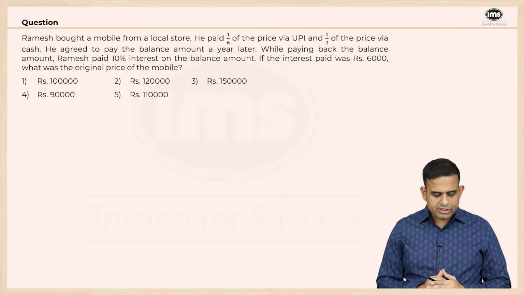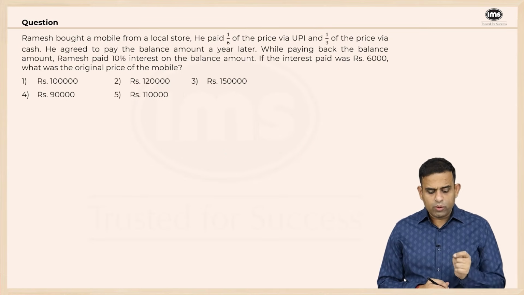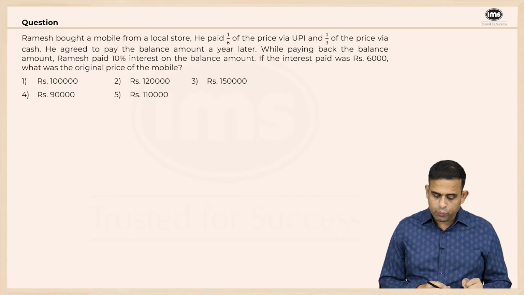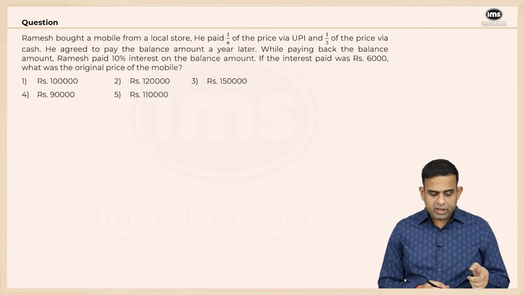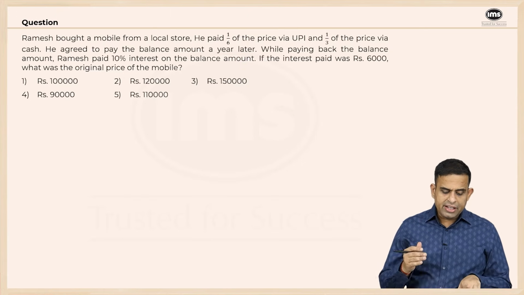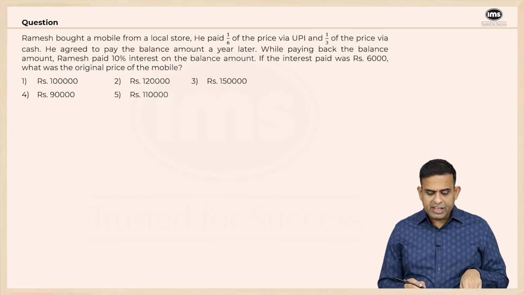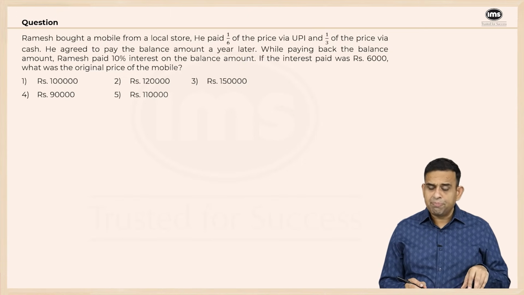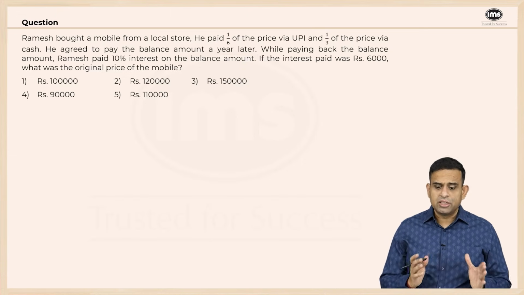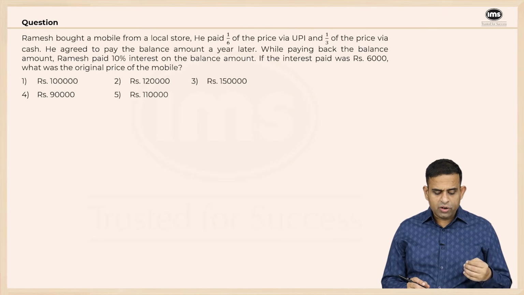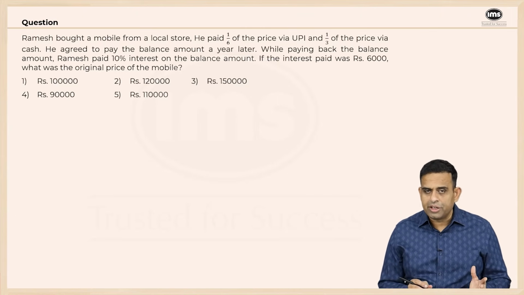If I look at the next question, Ramesh bought a mobile from a local store. He paid 1/6 of the price via UPI, 1/3 of the price via cash, and he agreed to pay the balance amount a year later. While paying back the balance amount, Ramesh paid 10% interest on the balance amount. If the interest paid was rupees 6,000, what was the original price of the mobile over here?